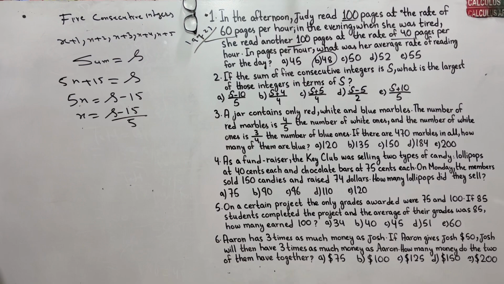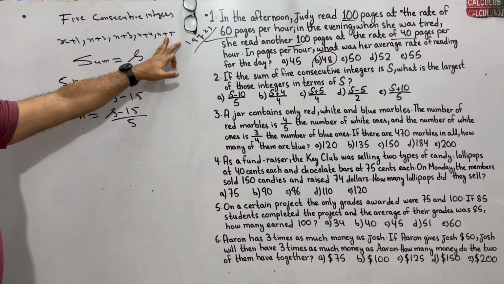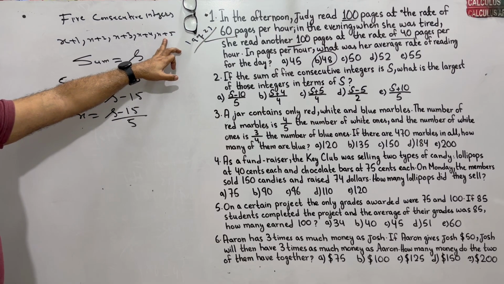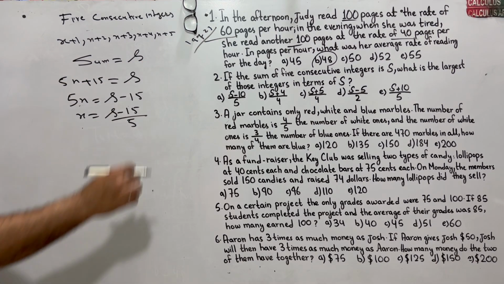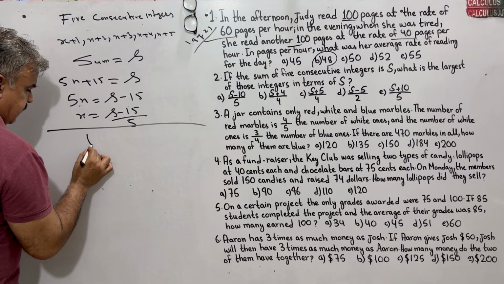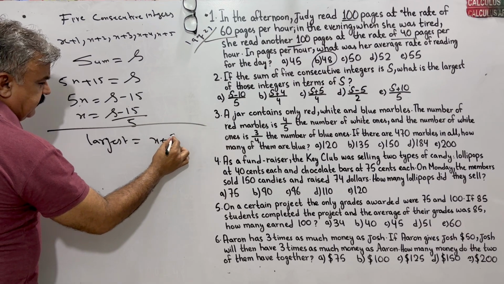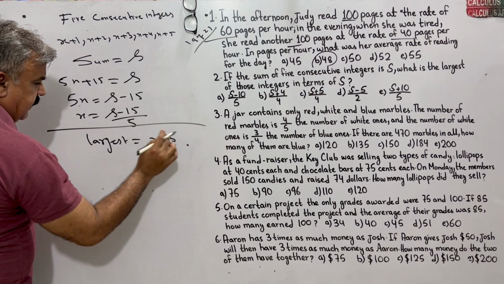Largest integer: we have taken x as the smallest, and x plus 1, x plus 2 increase by 1 each time, so it is the largest of all. Put values in that. The largest integer in terms of s is x plus 5.